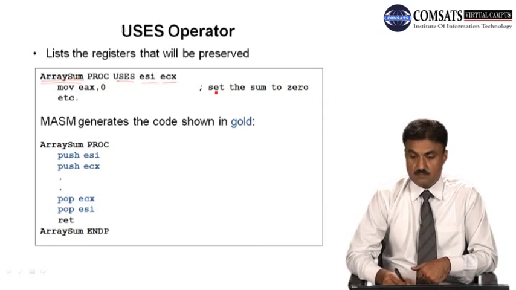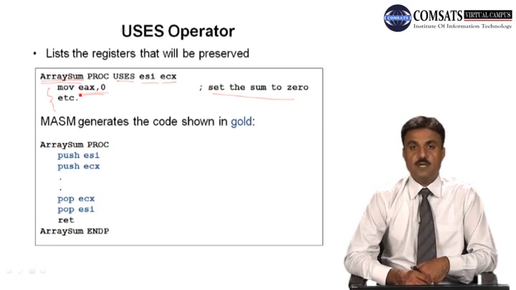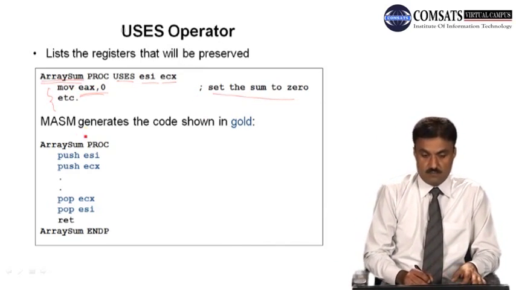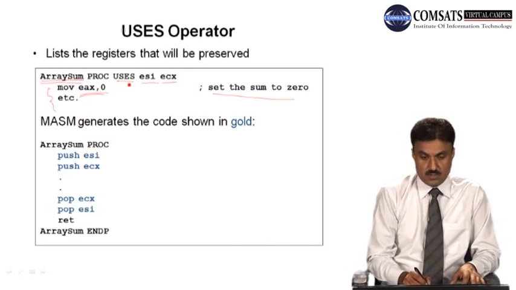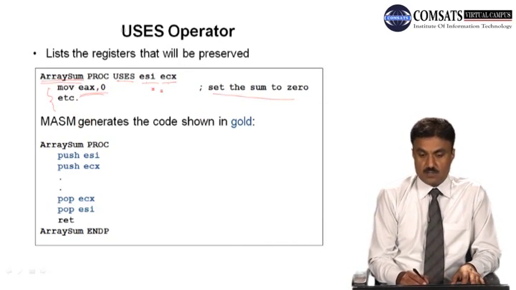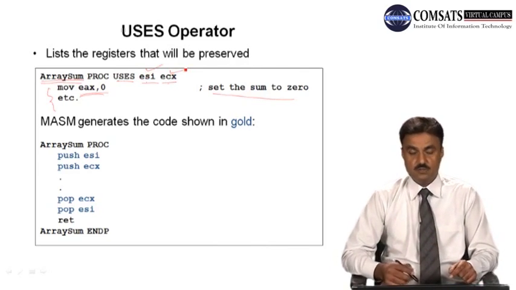So set the sum to 0: move, we do all this as I told you. We clear the contents of EAX and assign a new sum. So what we have to do here is, if we use USES ESI and ECX, then actually these 2 registers are being used.